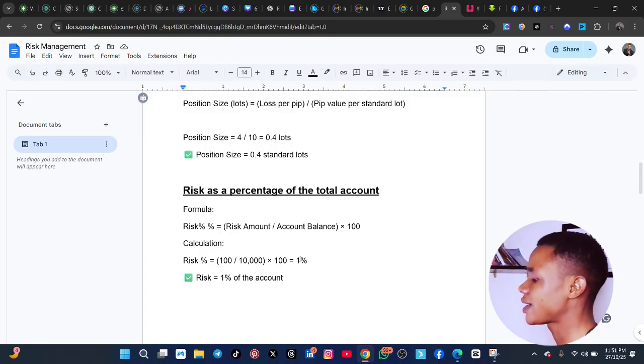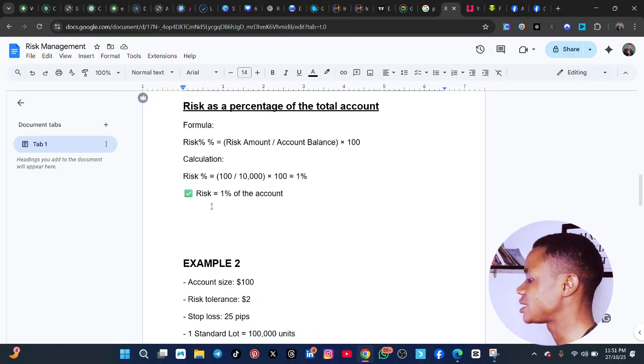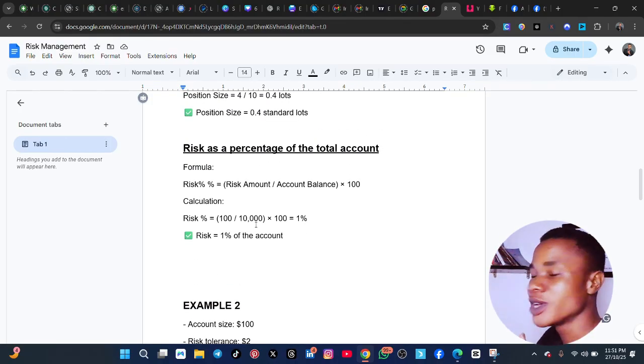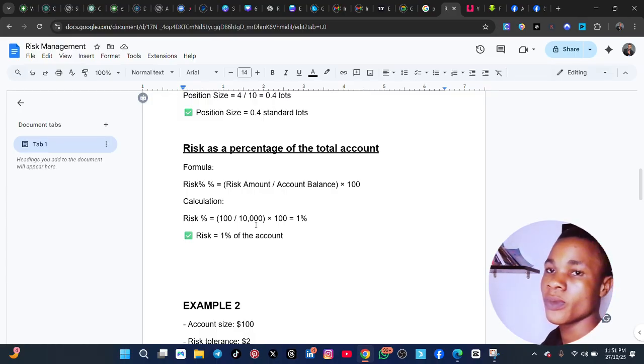All right, so that's how I got that 1. So now this is the risk, that's 1. Before I show you how to, this is just like calculating it manually like we do mathematics in school, but there's another professional way of doing it by using the pip calculator. I'm going to be showing you that shortly, but before that, let's take the second example.